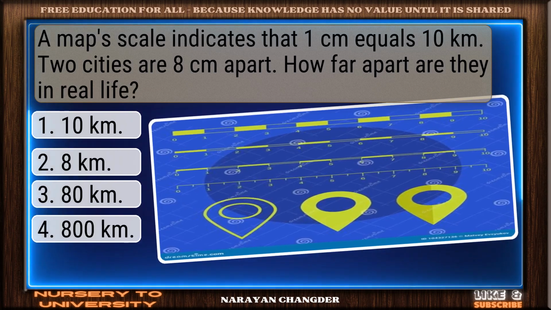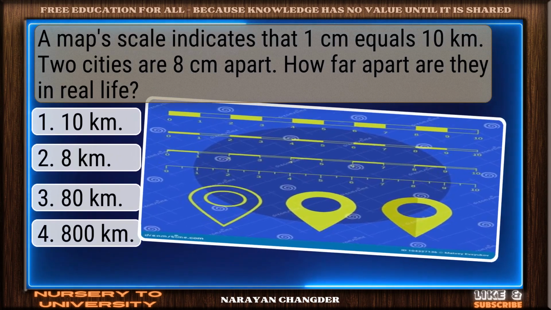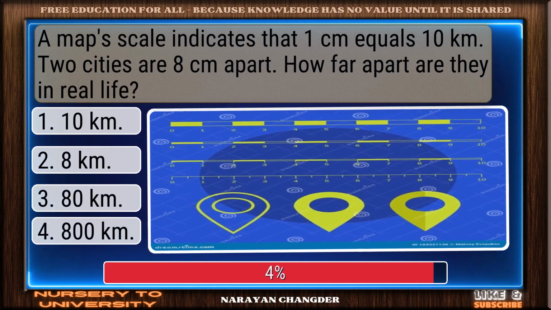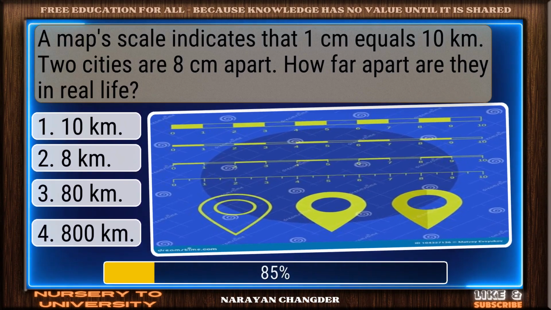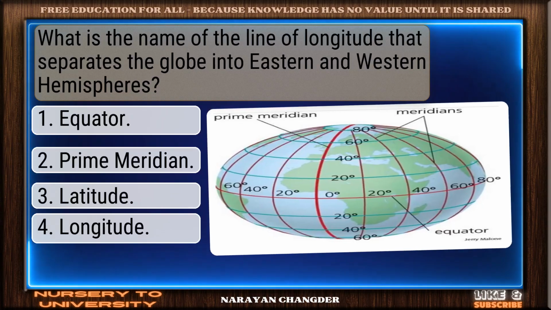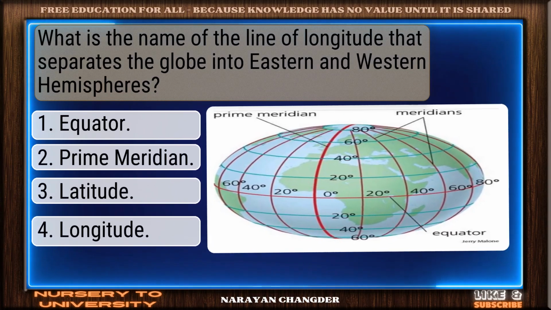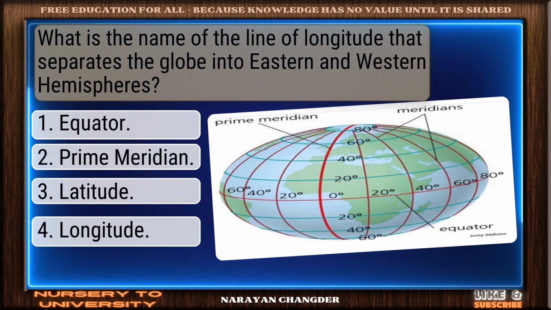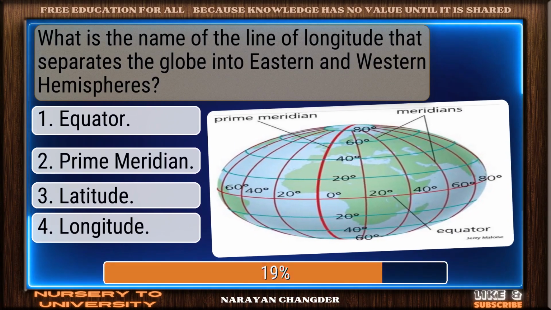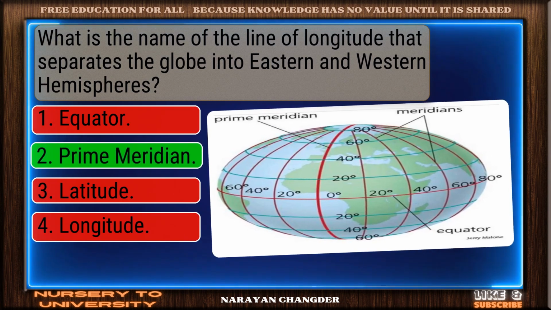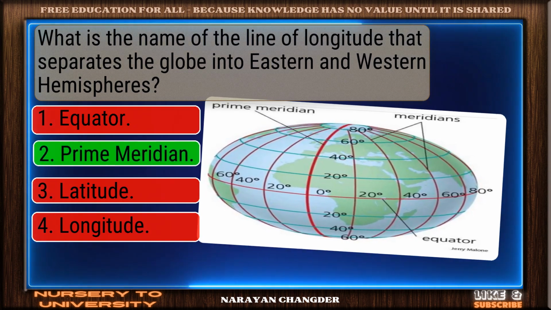A map scale indicates that 1 cm equals 10 km. Two cities are 8 cm apart. How far apart are they in real life? Correct. 80 km is the right answer. What is the name of the line of longitude that separates the globe into eastern and western hemispheres? Perfect. Prime meridian is the correct choice.